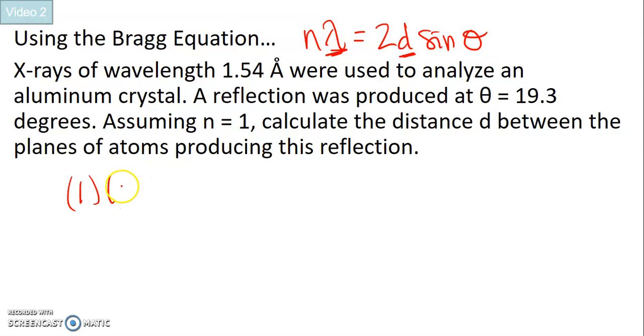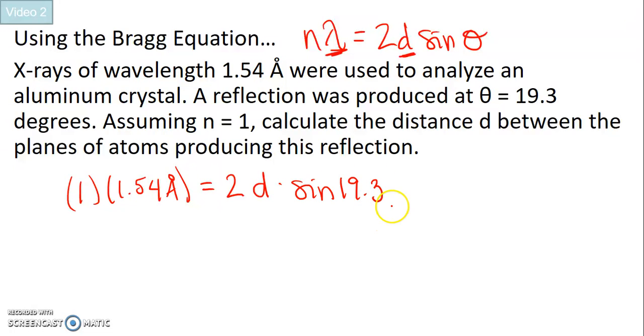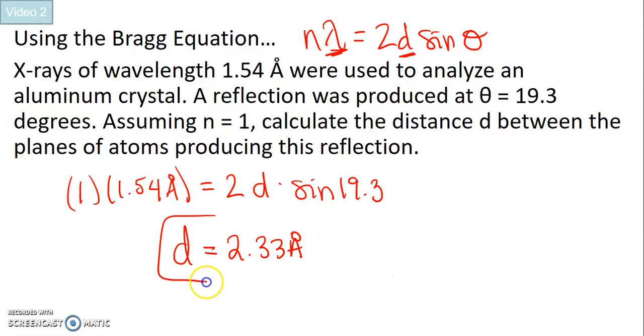And so that's integer times 1.54 angstroms is equal to 2 times the distance that we're solving for times the sine of 19.3 degrees. Now, making sure that my calculator is in degree mode, I can do some math and figure out that the distance between the layers in this aluminum crystal is 2.33 angstroms. And that would be the answer to the question and how the Bragg equation is used.